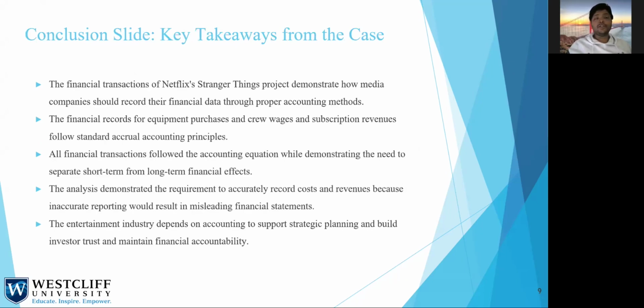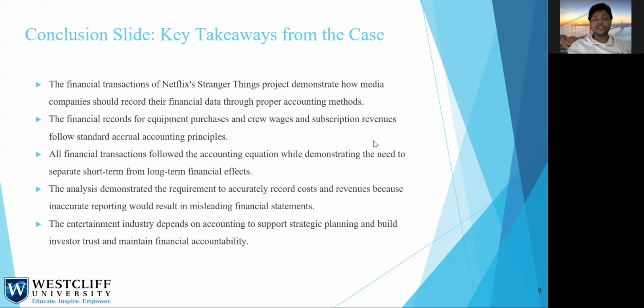And that is my conclusion. The financial transactions of Netflix have to be recorded as per GAAP methods, recording the financial data through proper accounting methods. The financial records for the equipment purchase, crew wages and subscription revenue follow standard accounting principles accurately.